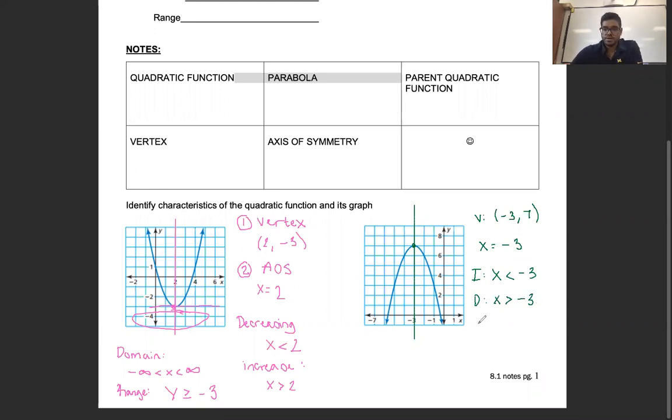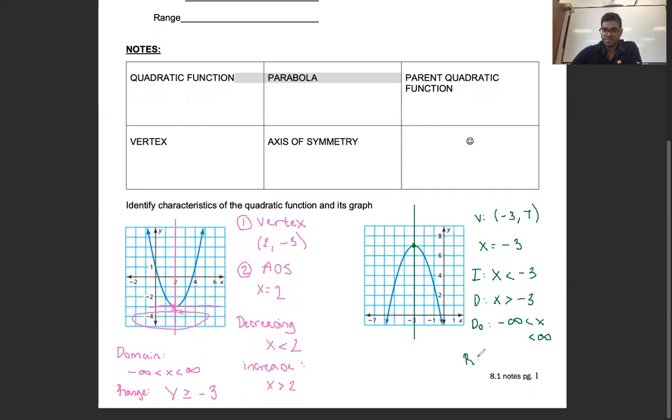Okay. Now my domain, I'm going to put DO for my domain. Again, is this graph moving to the left forever? Is it moving to the right forever? In this case, it is. So negative infinity less than x. I'm going to do it on the next line, and then positive infinity.